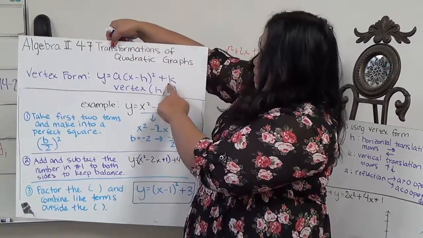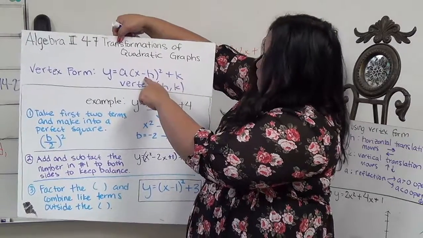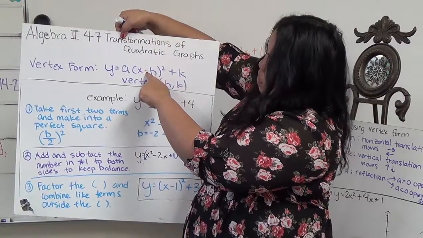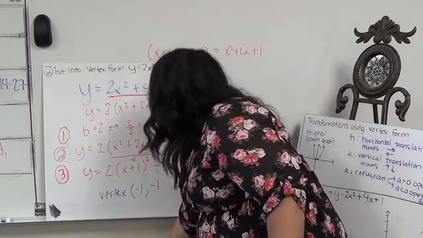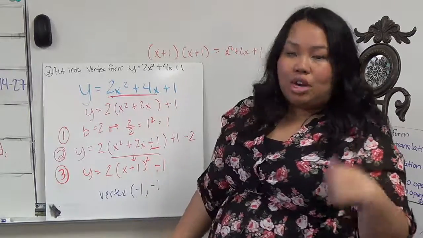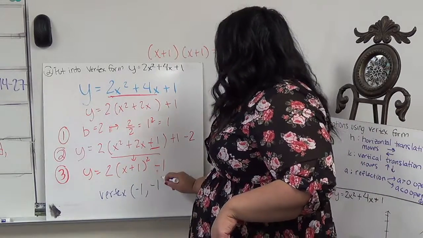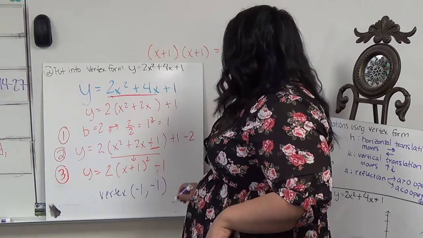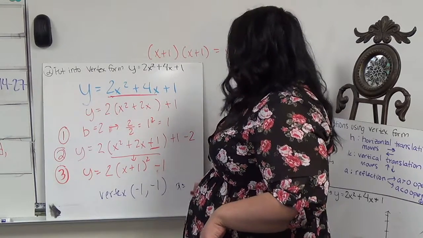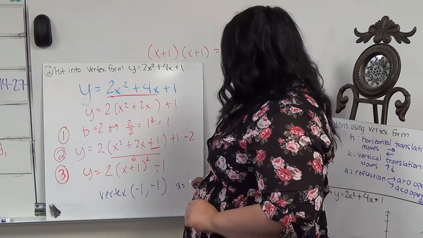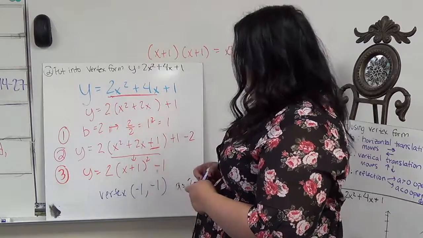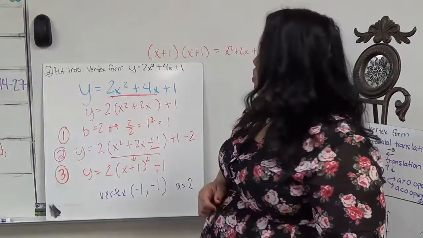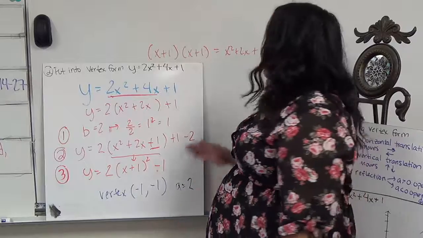So we take k as it is, right? But h is the opposite because I have to end up with a negative here. And since I end up with a positive, that means I have a negative on a negative. So my vertex is -1, -1, and my A is 2. And I'll explain the need for the A in a minute. So hopefully that made some sense.